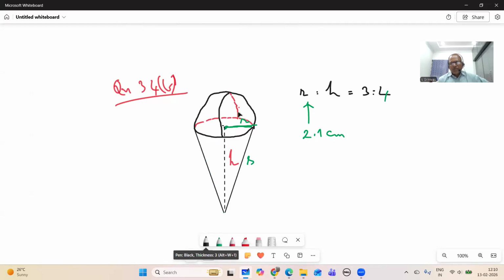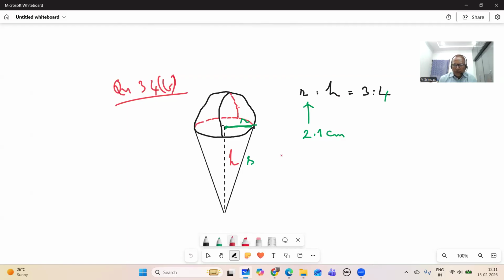A hemisphere is a three-dimensional object. It is half of a sphere. Okay. And here we are assuming that the radius of this hemisphere and the base of the cone are same. Let it be small r. Okay. And we are given the ratio of the radius of the cone to the height of the cone as 3:4. This is given, and we are also given the radius of the cone as 2.1 centimeters. So using this, that r is 2.1 centimeters, and this ratio we can calculate small h.